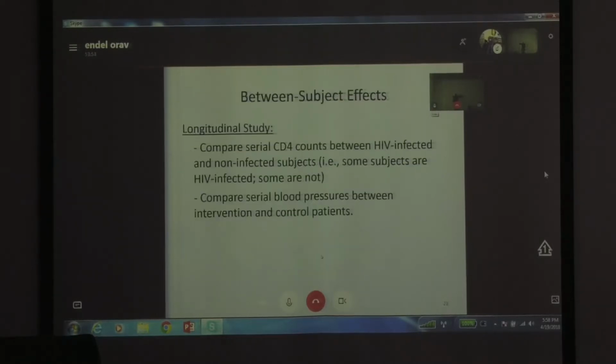So between subject effects: if we want to compare CD4 counts between infected and non-infected subjects, your interest is between subjects. If you want to compare blood pressure medication, we're going to do serial blood pressures in an intervention group, and they receive the treatment and control patients. That's a between subject effect. And if you think back 2 slides, if I'm interested in comparing treatment effects and doing serial blood pressures, the correlation is going to hurt me. So it's going to hurt the p-values.